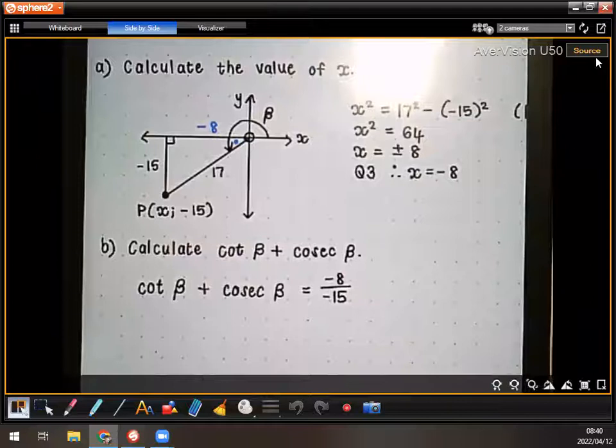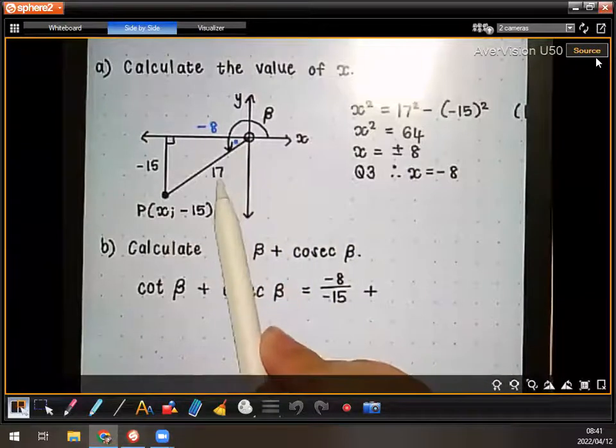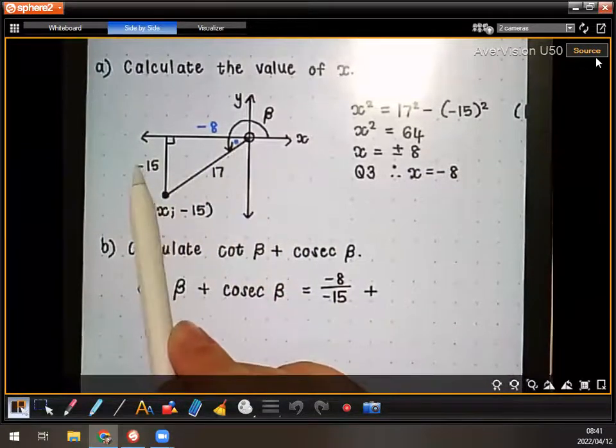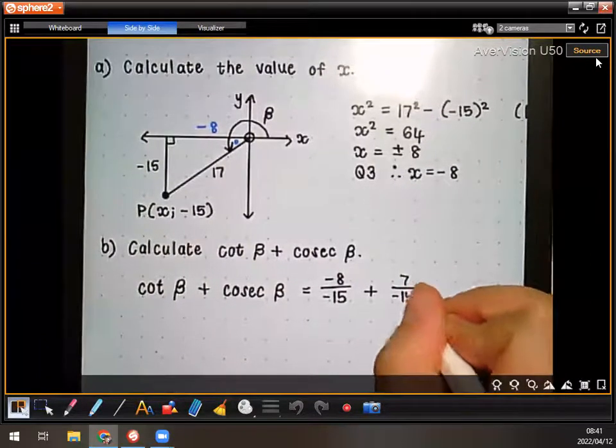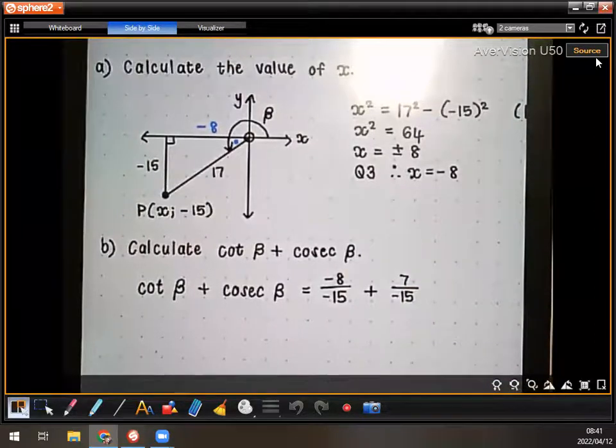Okay, so cot is adjacent over opposite, the reciprocal of tan, plus cosec is the reciprocal of which one? Sine. Remember, cosec is the reciprocal of sine. What is sine again? Opposite over hypotenuse. So cosec is going to be hypotenuse over opposite. So we're looking at hypotenuse 17 over opposite negative 15. You don't have to go 1 over and over, that's actually longer, you can just do it like this.